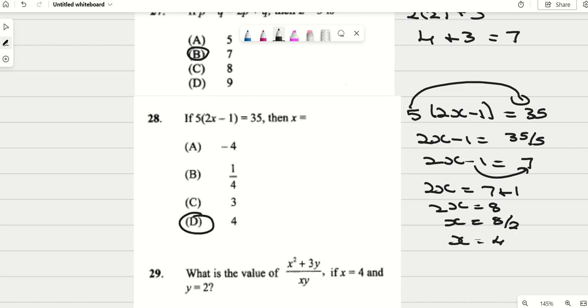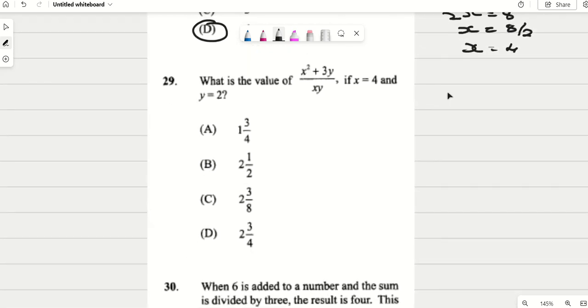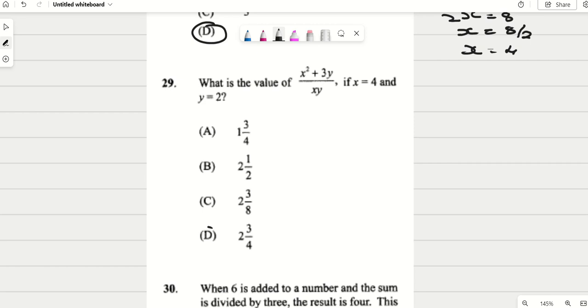So your answer is D. That's how you would do it. Or you could take each option and put it in the brackets and see if you get 35. But for me, this method is faster. But if you want to take the options and see where you get 35, then you can do that. This question as well is repeated. I believe the answer is D, but let's check it out to make sure.